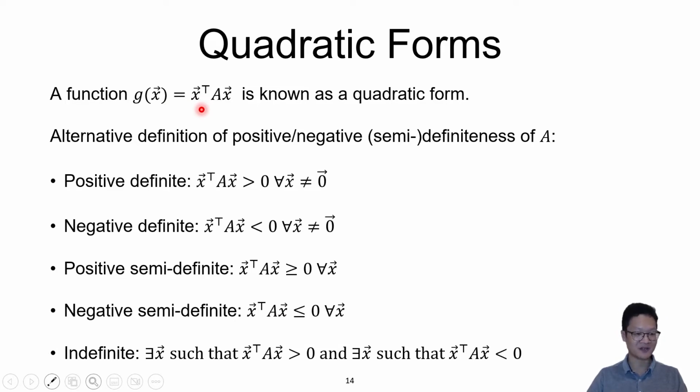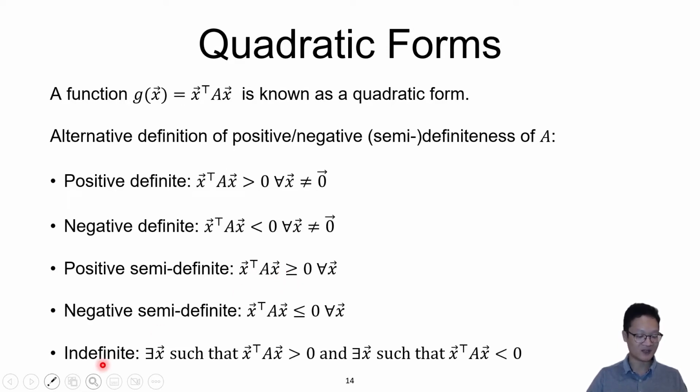And we can actually use the quadratic form to provide an alternative definition of positive or negative definiteness or semi-definiteness of the matrix in the middle. So positive definiteness means that for any x that is not equal to 0 that you plug into this expression, the result will always be positive. So that's positive definiteness. And if the result is always negative, then the matrix A would be negative definite. And then we have the corresponding definitions for semi-definite. We just add an equal sign to the inequality.